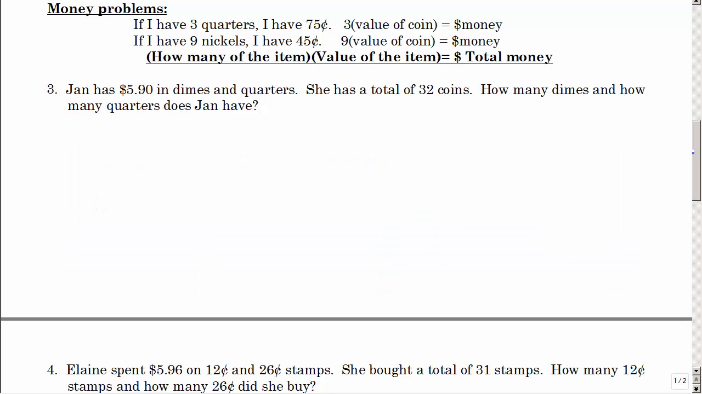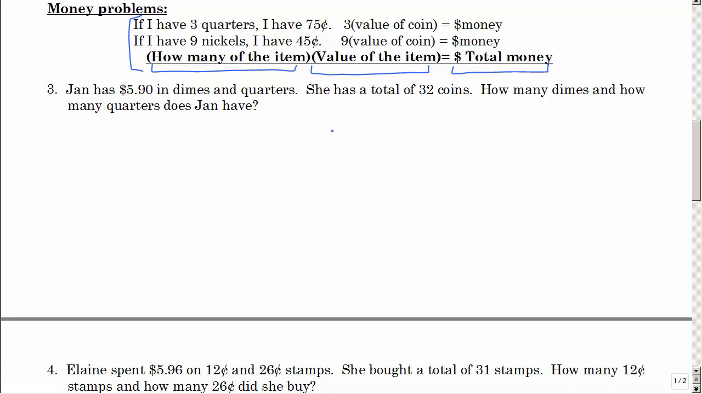We've done money problems before. In fact, these are the same notes I used before. So just to remind you, to have money, you have to multiply how many you have times the value to get to the total money. So if Jan has $5.90 in dimes and quarters, she has a total of 32 coins. How many dimes and how many quarters does Jan have?